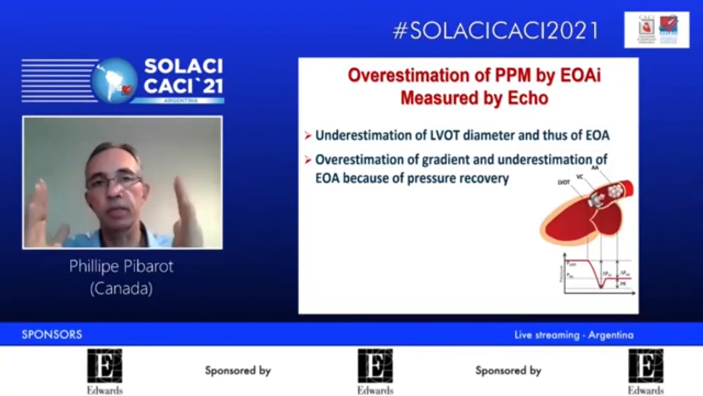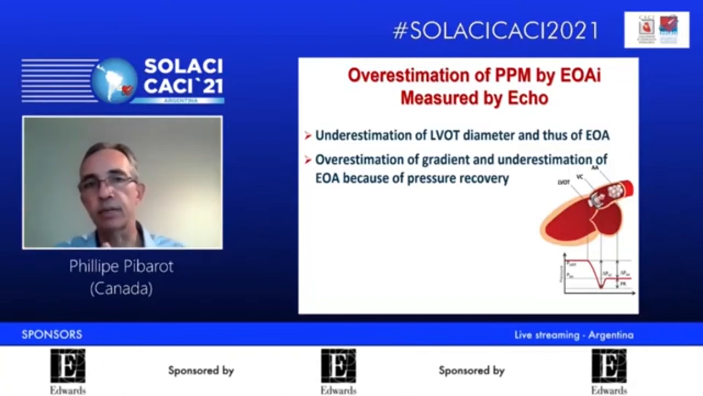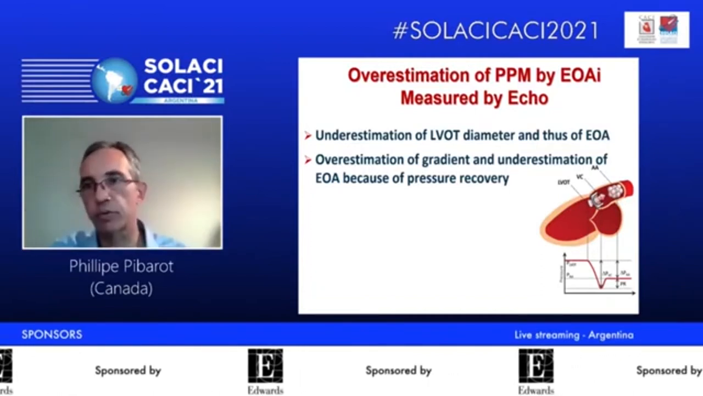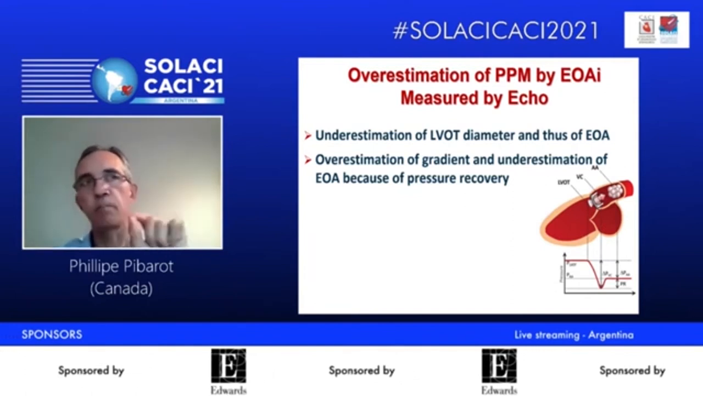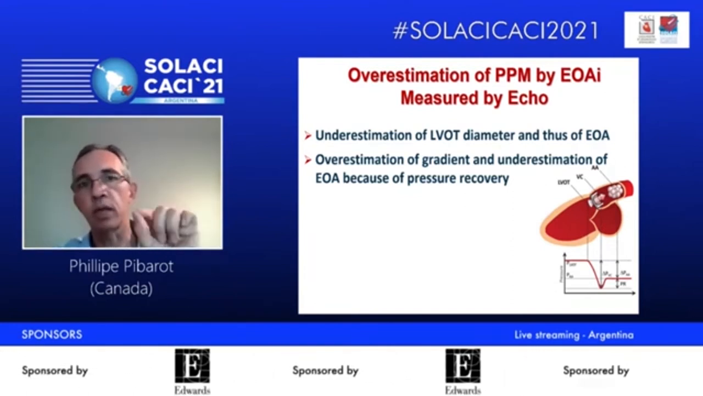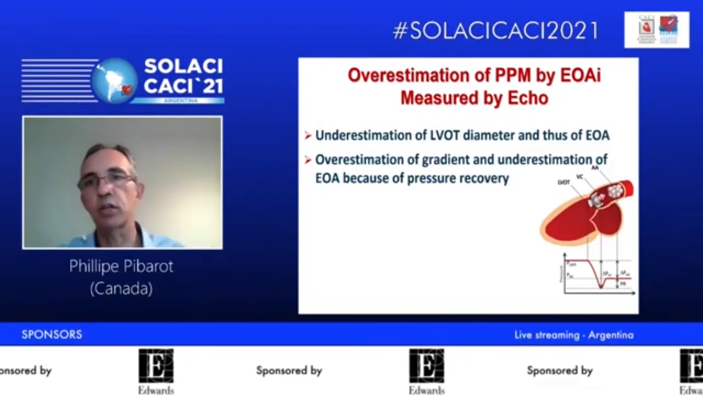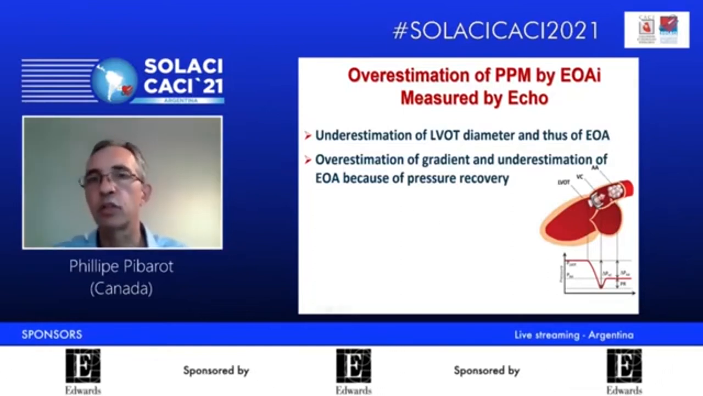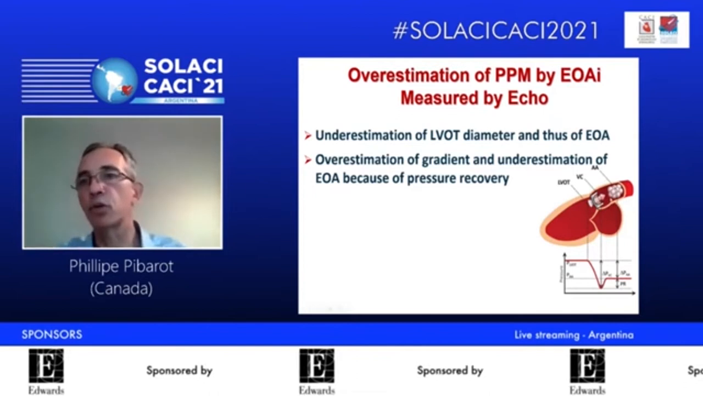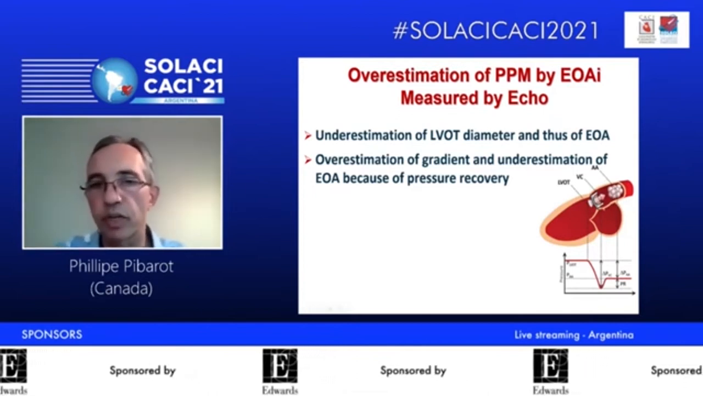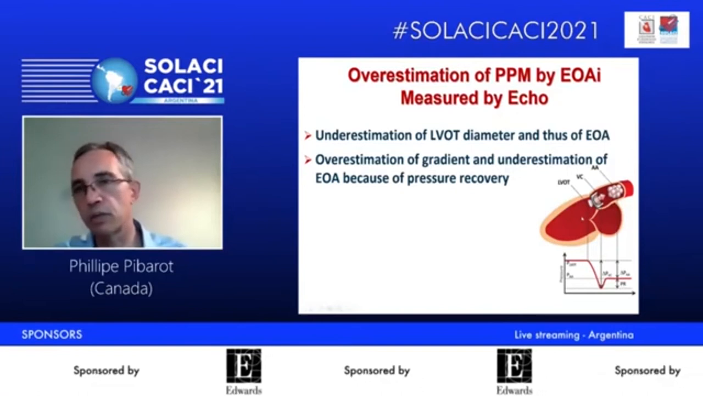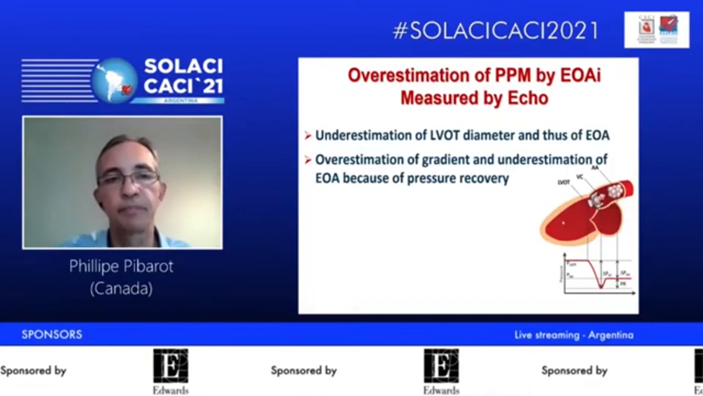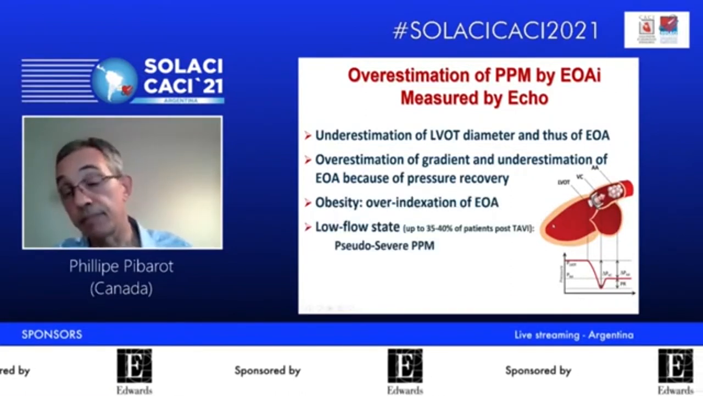because of pressure recovery. I think one of the take-home messages today is that echo and catheter do not measure the same thing. They do not measure the gradient and EOA at the same level in the circulatory system. A Doppler echo will measure gradients and EOA where they are the worst, so at the level of the vena contracta. Well, the catheter is measuring a few centimeters downstream in the aorta, so it takes into account the pressure recovery that occurs downstream of the vena contracta. So that's why the gradients are systematically lower with catheter versus echo.